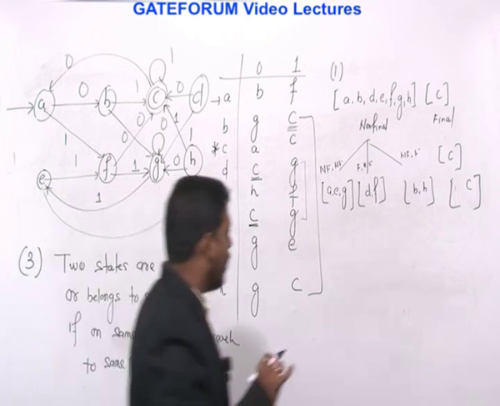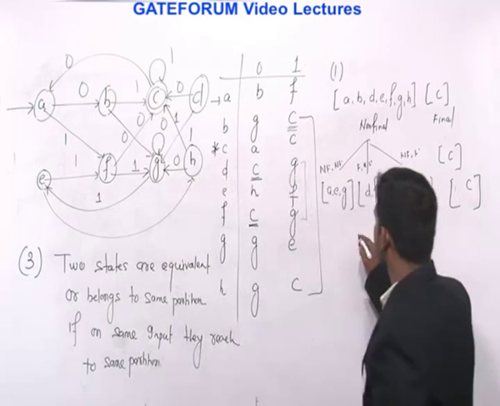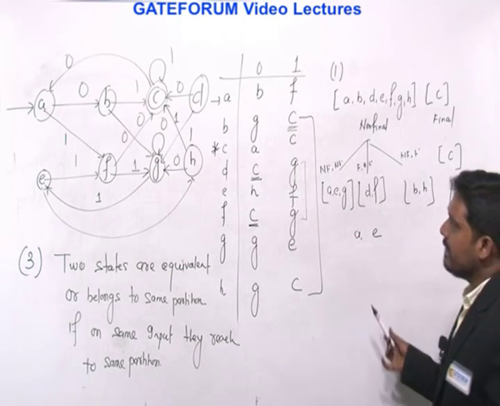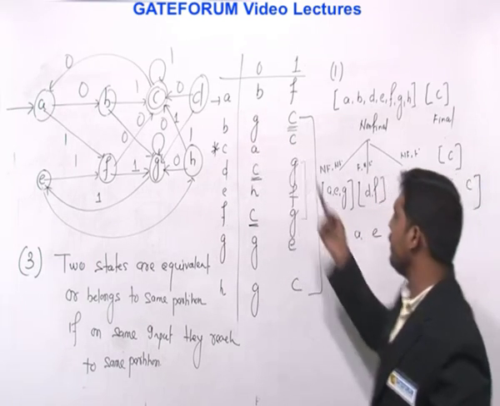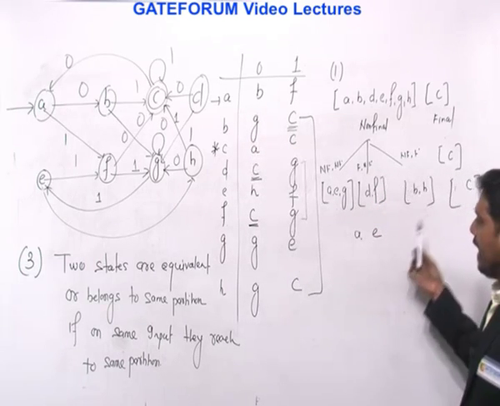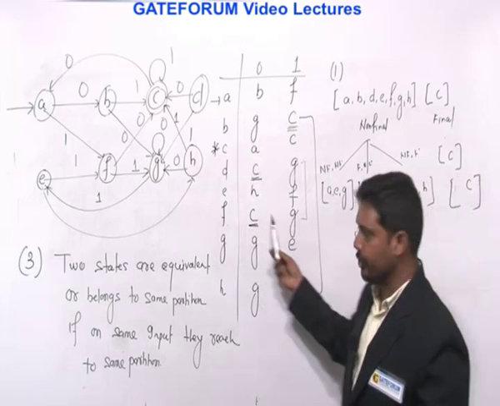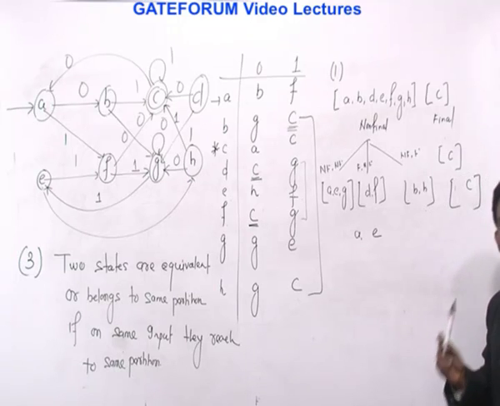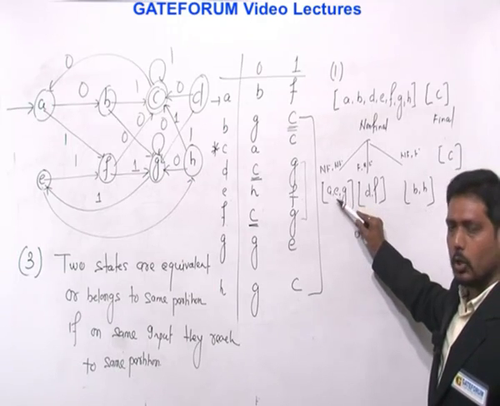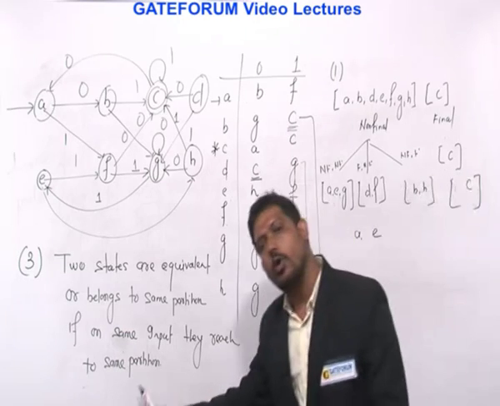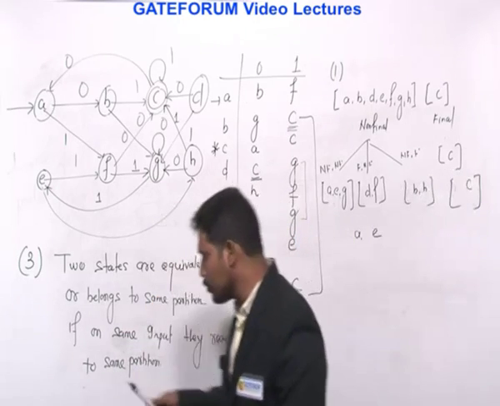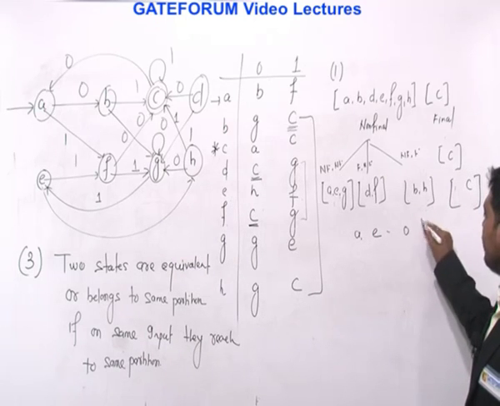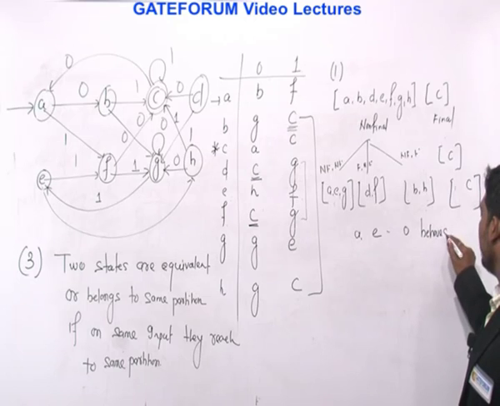So now how to check, how to verify? Suppose I want to check A and E, whether A and E are equivalent or not. I will see the behavior. A on input 0 goes to state B, and E on input 0 goes to state H. In this case you observe B and H belong to the same partition. So A and E on input 0 go into the same partition, though different states, but both belong to the same partition. So A and E on input 0 behave the same.